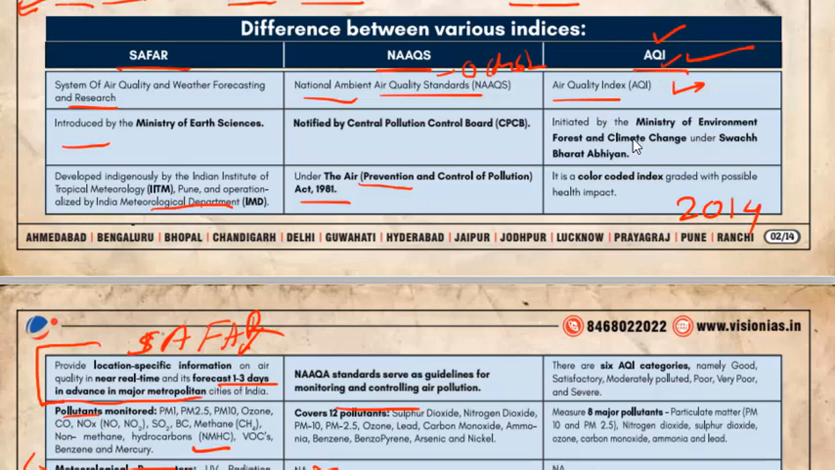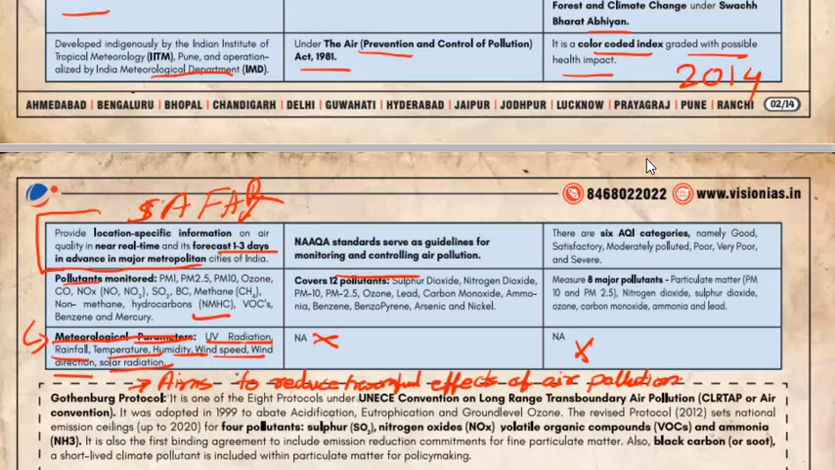This was initiated by the Ministry of Environment, Forest and Climate Change under the Swachh Bharat Abhiyan. It is a color-coded index graded with the possible health impact. Different color coding is given for this, and 6 nomenclatures are there. First is good, which is 0 to 50.